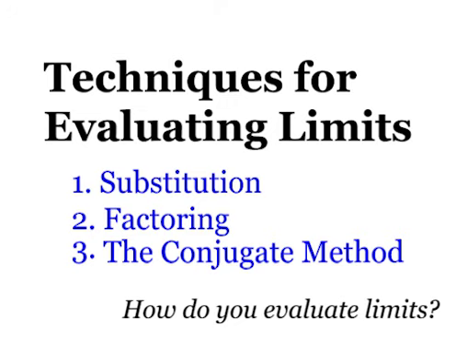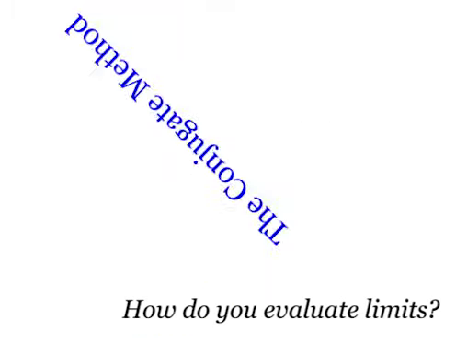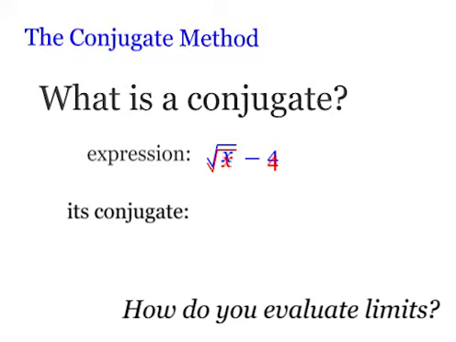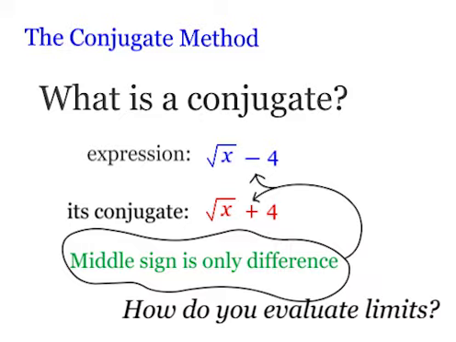If the substitution method fails, and the factoring method fails, you're not without hope. You can still try the conjugate method. Before we talk about the conjugate method, though, we might as well figure out what a conjugate is first. Take a look at this expression, the square root of x minus 4. Now, this is a plain old two-term expression. However, it is easy to make the conjugate. All you do is change the negative sign in the middle to a positive sign. The conjugate of the square root of x minus 4 is the square root of x plus 4. That's all there is to it.